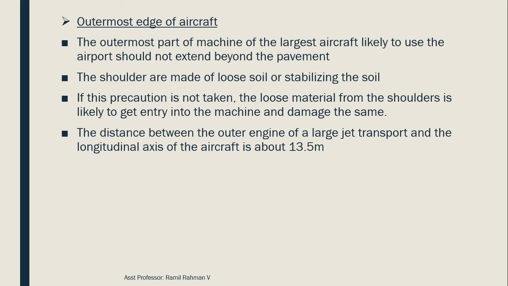The another thing is the outermost edge of the aircraft. The outermost part of machine of the largest aircraft likely to use the airport should not extend beyond the pavement. The shoulders are made of loose soil or stabilized soil. If the precaution is not taken, the loose materials from the shoulders is likely to get entry into the machine and damage the same. The distance between the outer engine of a large jet transport and the longitudinal axis of the aircraft is about 13.5 meters.